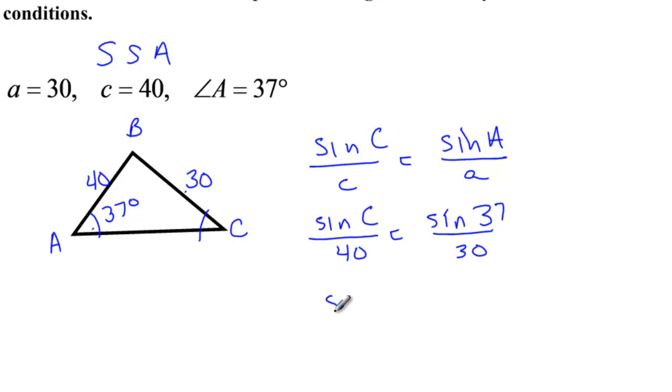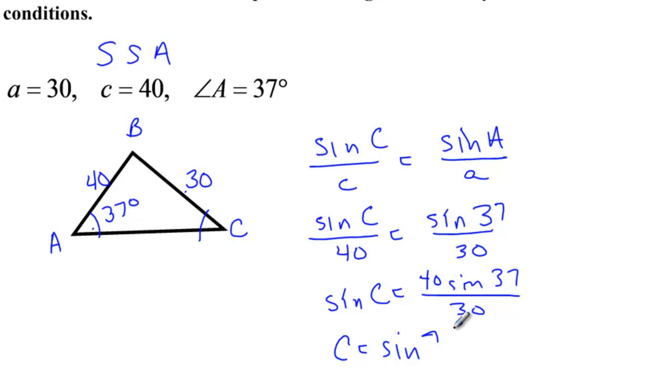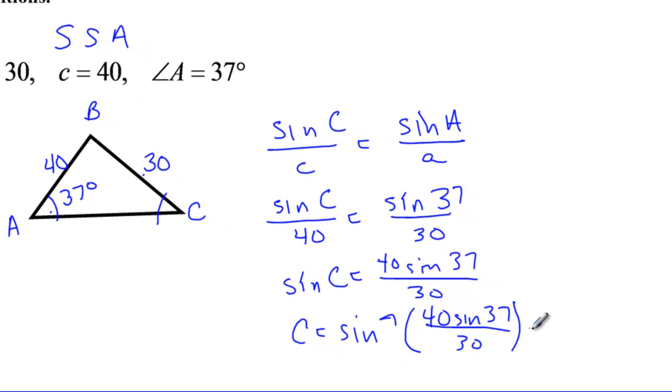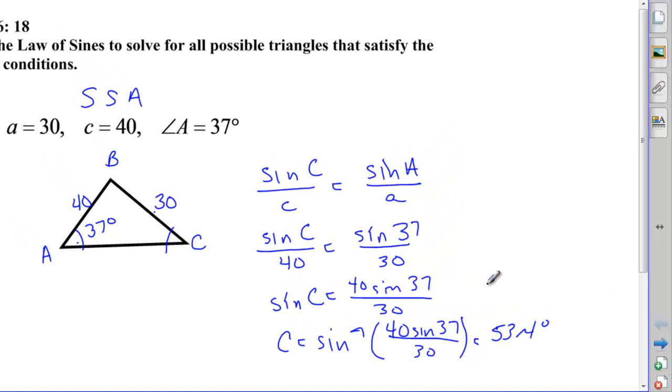To simplify this, I'm going to say sine of C equals, I would multiply both sides by 40, and I would get 40 sine 37 over 30. And to get C by itself, I would do the sine inverse. So sine inverse of 40 sine 37 over 30. So I'm just going to take a second, plug it in my calculator, and I get 53.4 degrees.